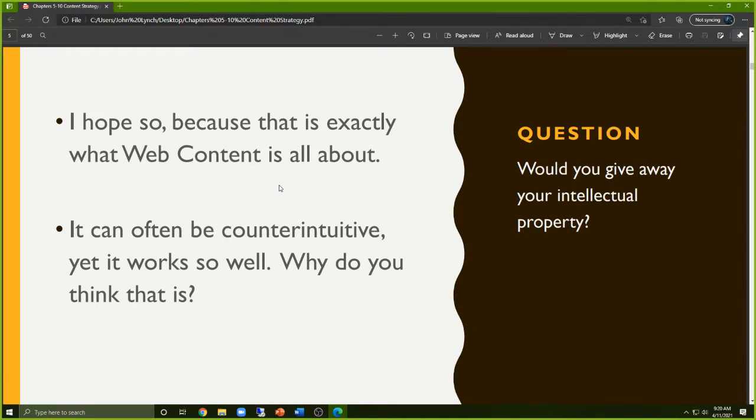So the question here, in general, is: would you give away your intellectual property? And essentially, that is what content management will be about. As it says here, it seems to be against what we usually think. If we have an intellectual property that we own or rely on, it seems a bit absurd to just start giving it away for free. But essentially, that is what we are trying to do with our web content. We are trying to provide everything we know about ourselves for free to other people.